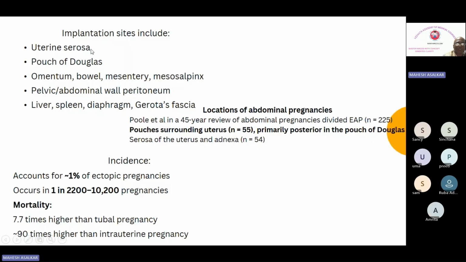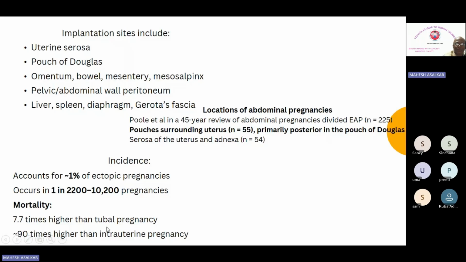Sometimes, if the options are arranged according to prevalence, that I do not know, but there might be some confusion between the uterine serosa and pouch of Douglas. But what this study says is the pouch of Douglas, 55 cases. The incidence is around 1% of ectopic pregnancies, and overall it is around 1 in 2200 to 10,200 pregnancies. Mortality is 7.7 times higher than tubal pregnancy and 90 times higher than intrauterine pregnancy.